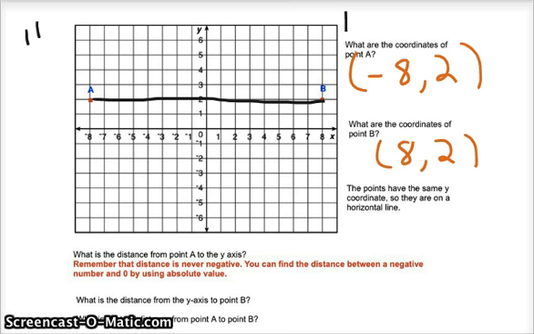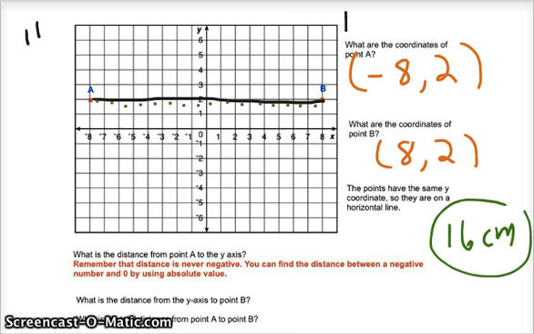The safest thing always to do is to count the units. Don't count the lines, but count the units. If these are 1 centimeter, there's 1, 2, 3, 4, 5, 6, 7, 8, 9, 10, 11, 12, 13, 14, 15, 16. Okay, so the total distance would be 16 centimeters.